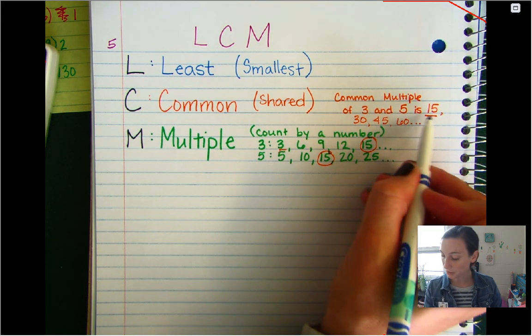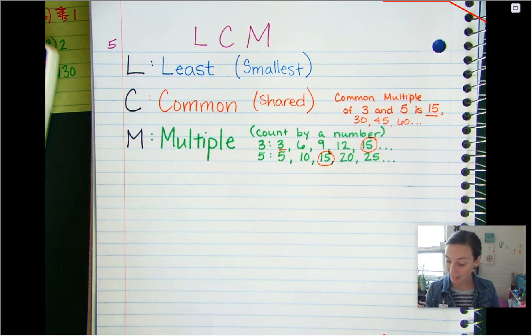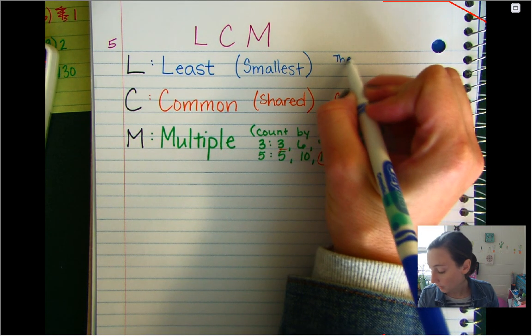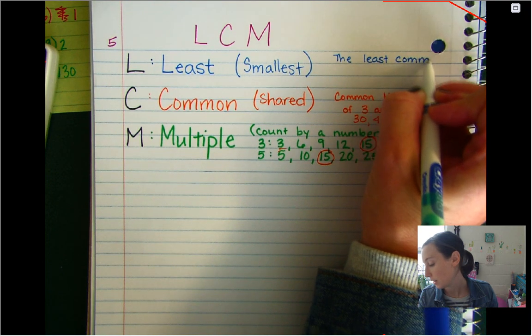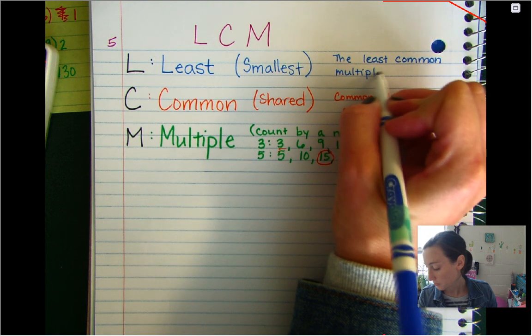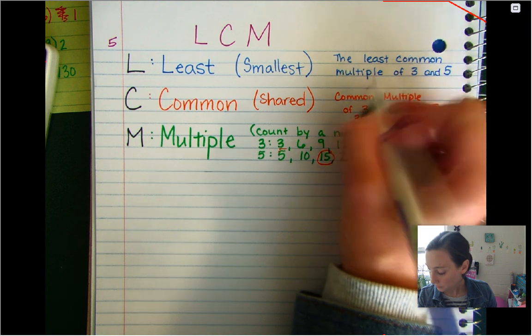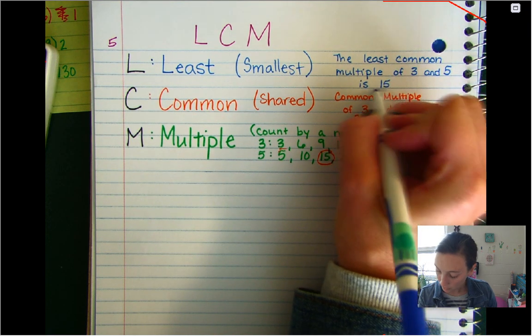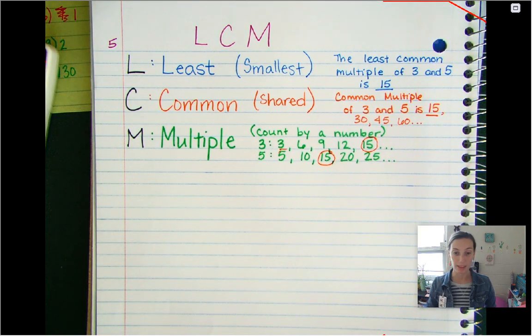So if the common multiples of 3 and 5 are 15, 30, 45, 60, the least common multiple of 3 and 5, the smallest one, is 15. So it's the first number that we get if we're counting by the numbers. The first number that shows up in both lines is the least common multiple.